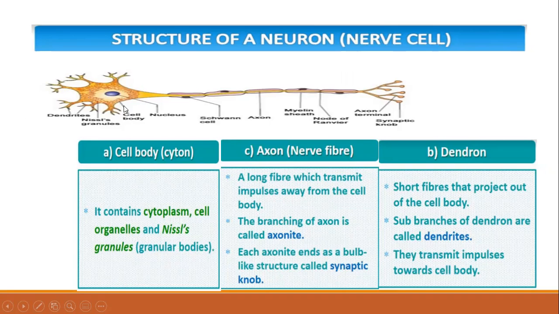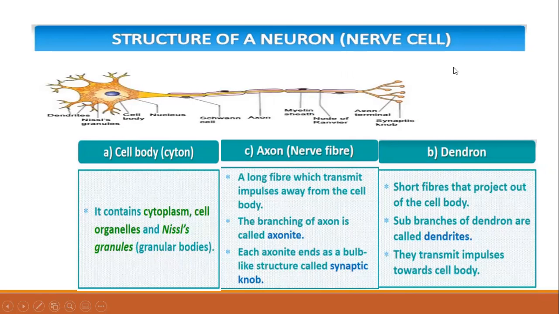See what is present in the cyton now. In the cyton you see the presence of cytoplasm, different cell organelles and Nissl granules. Now Nissl granules are certain proteinaceous granules, spherical structures which are present in this cyton. Now what are axons? This long elongated part is called axon. It carries the messages away from the cyton. You can see the axon is surrounded by a covering. That covering is called myelin sheath, which we have studied in the earlier part.